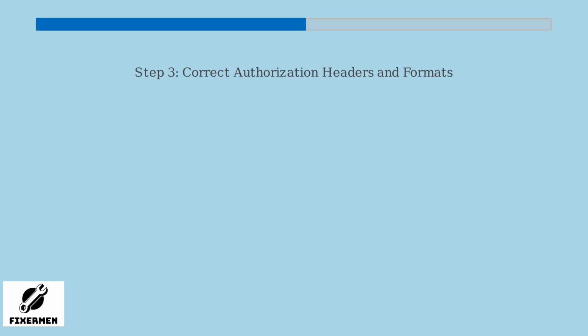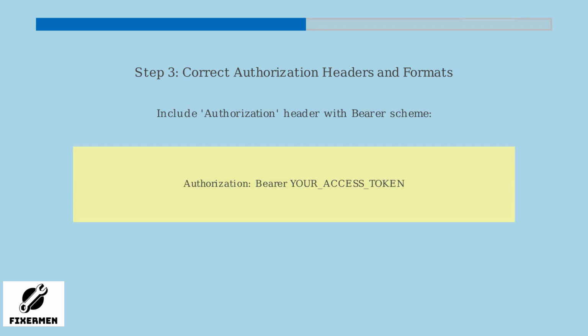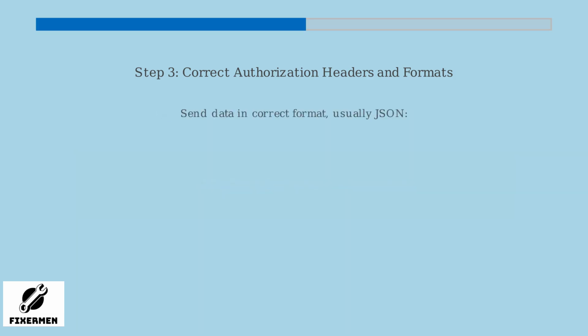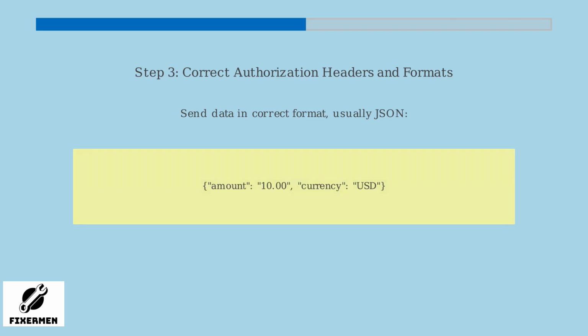Step 3 focuses on ensuring your API requests include the proper authorization header. This header authenticates your request with PayPal's servers. The authorization header typically uses the bearer scheme followed by your access token. For example, the header should look like this: Authorization: Bearer your access token. Additionally, verify that you're sending your data in the correct format, which is usually JSON. This ensures the server can properly parse your request.